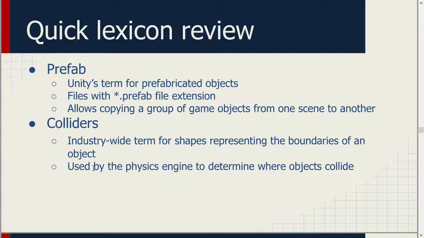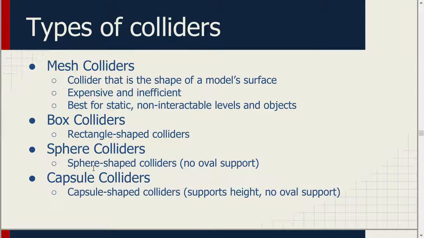Colliders. Collider is a fairly common term that the industry uses that describes the shape and the boundaries of a certain object. They're usually used by the physics engine to determine where the objects would collide and how to act from them. There are different kinds of colliders, including the mesh colliders, the box colliders, the sphere colliders, and the capsule colliders. All of these are named almost exactly the way you would expect them to.